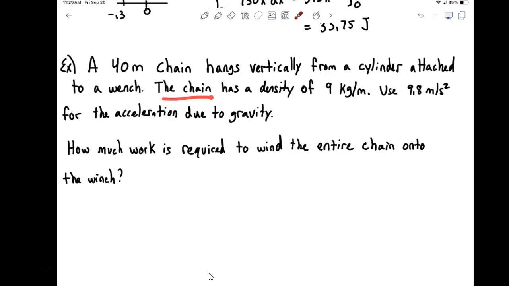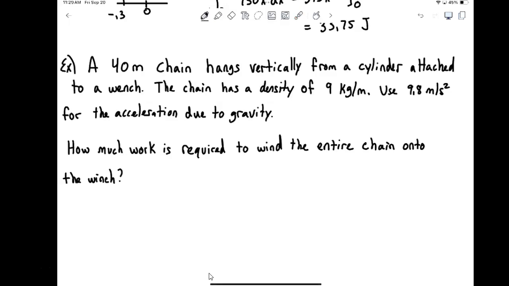We're told that the chain has a density, so we're treating this as kind of like a point thing. The density of the chain is actually constant. It's 9 kilograms for every meter of chain. We're going to use the standard 9.8 meters per second squared as our approximation for the acceleration due to gravity. So we're asked the question, how much work is required to wind the entire chain onto the winch?